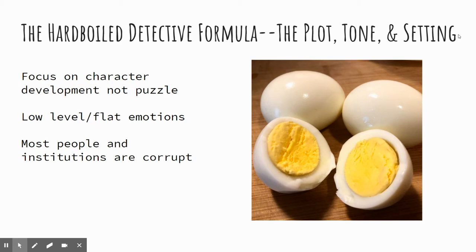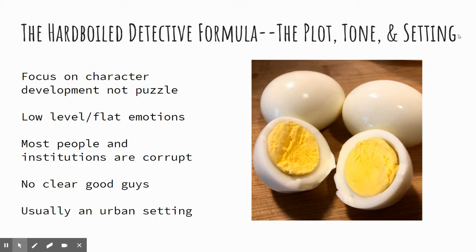Most of the people, most of the institutions are corrupt. Perhaps there's corruption in the police department or in the mayor's office or in city hall, or the businessman is corrupt. We don't have the situation where the upper class people are usually good people except for the one who was murdered. And there's usually no clear good guys. A lot of times there's lots of shades of gray in a hard-boiled detective, whereas in the traditional novel there are clear good guys and clear bad guys. And it's usually in an urban setting. It's much easier to corrupt the urban setting and make it dark and dreary than it is the rural setting.